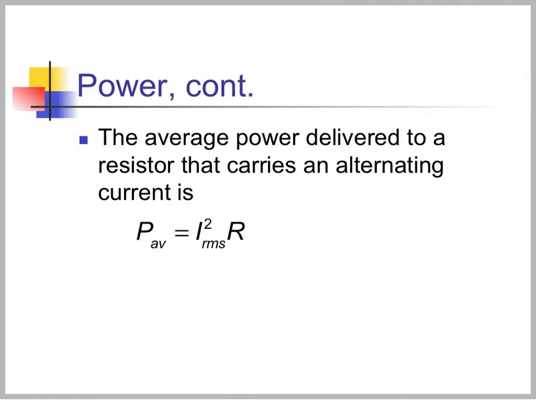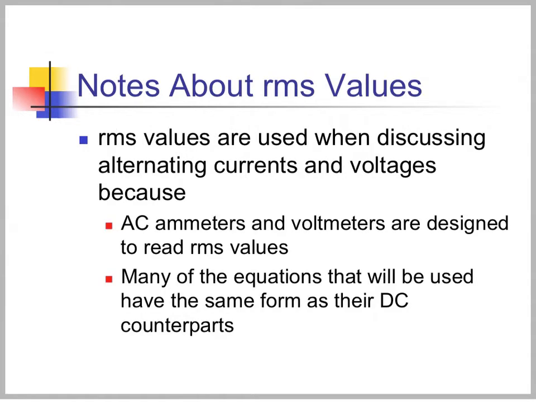However, I can talk about the average power delivered to a resistor that carries an alternating current, and that is I_RMS squared times the resistance. Now again, RMS values are used when talking about AC currents and voltages because AC ammeters and voltmeters are designed to read RMS values. And many of the equations that will be used have the same form as their DC counterparts if we use RMS values.